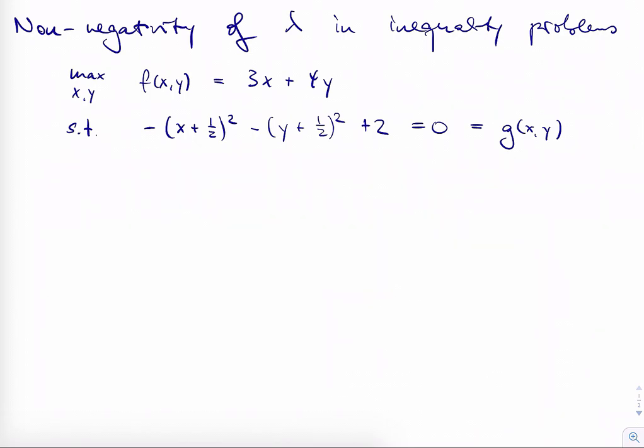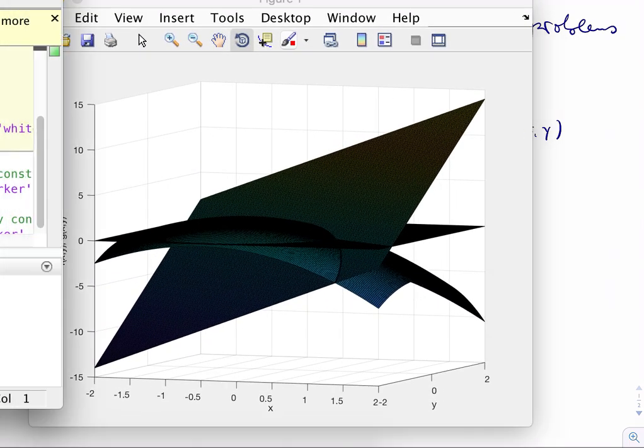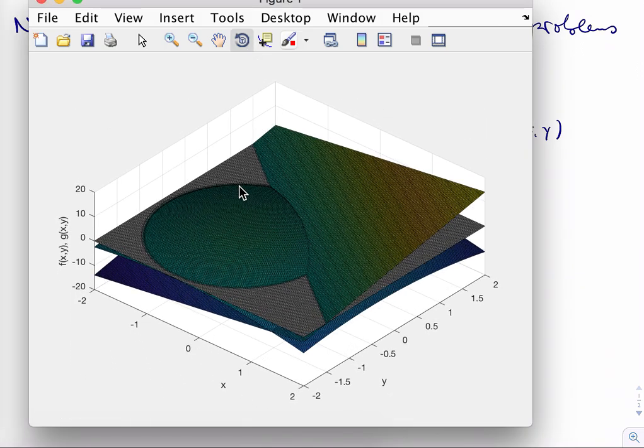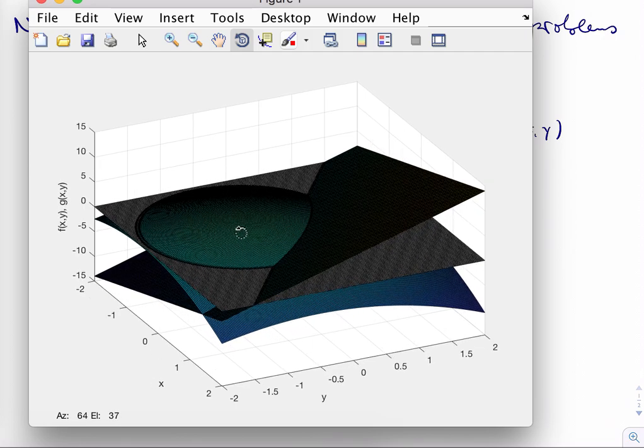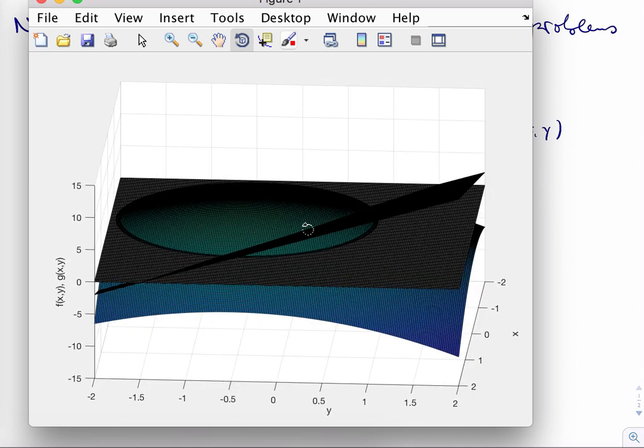Let me graph the situation. Indeed, our intuition is correct. Lambda is going to be negative because what we're looking at is all points x and y that lie on this circle here. Now we want to maximize 3x plus 4y, which is this plane here, such that we only use points from the circle. And of course we expect that we're going to pick a point somewhere around here, because that is going to correspond to the highest possible value of 3x plus 4y that we can achieve.